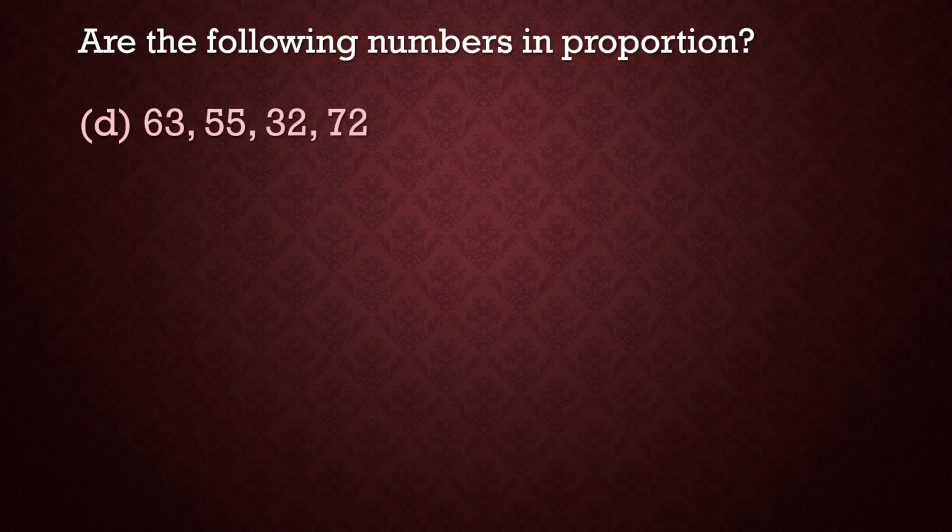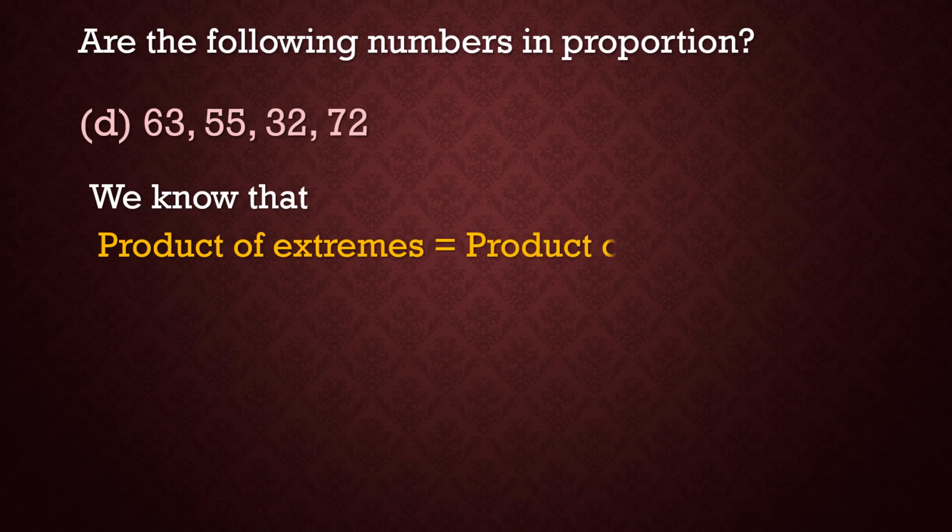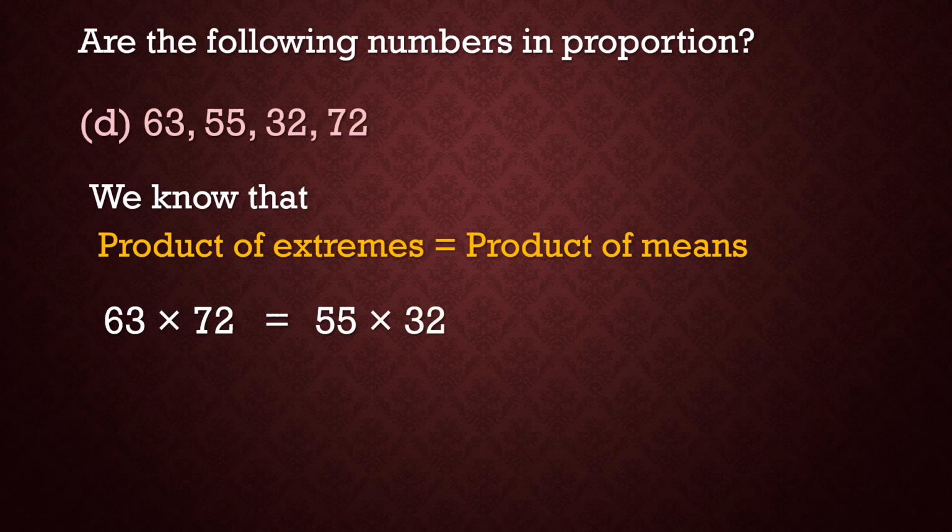Question number D. 63, 55, 32 and 72 are in proportion. We know that product of extremes is equal to product of means. Now put the value. 63 multiplied by 72 is equal to 55 multiplied by 32. Now do the multiplication. If we multiply 63 by 72, we get 4536. And if we multiply 55 by 32, we get 1760.